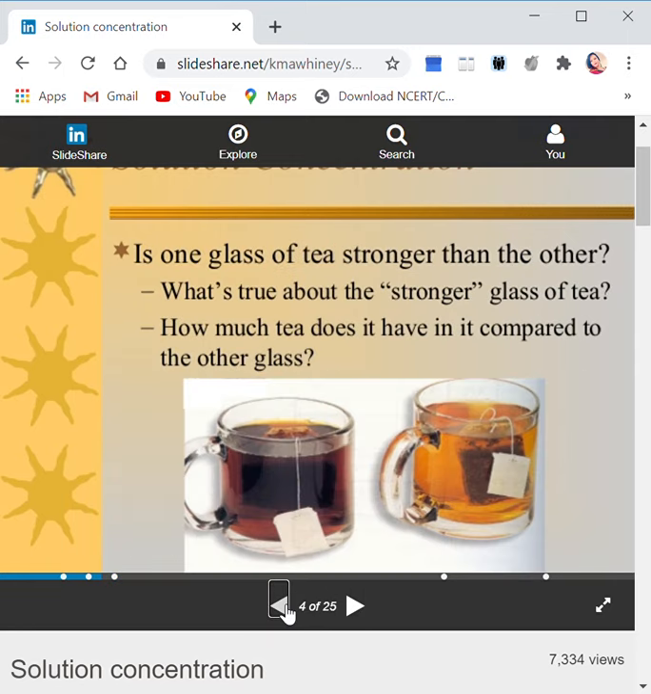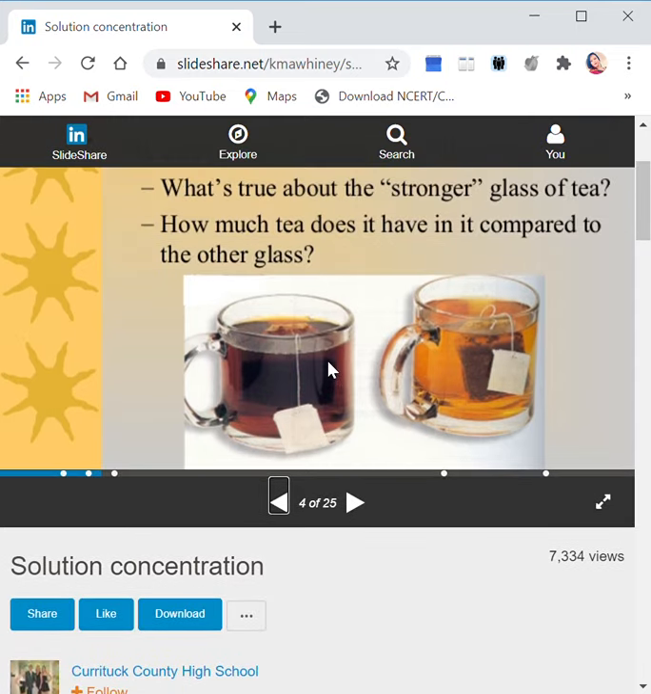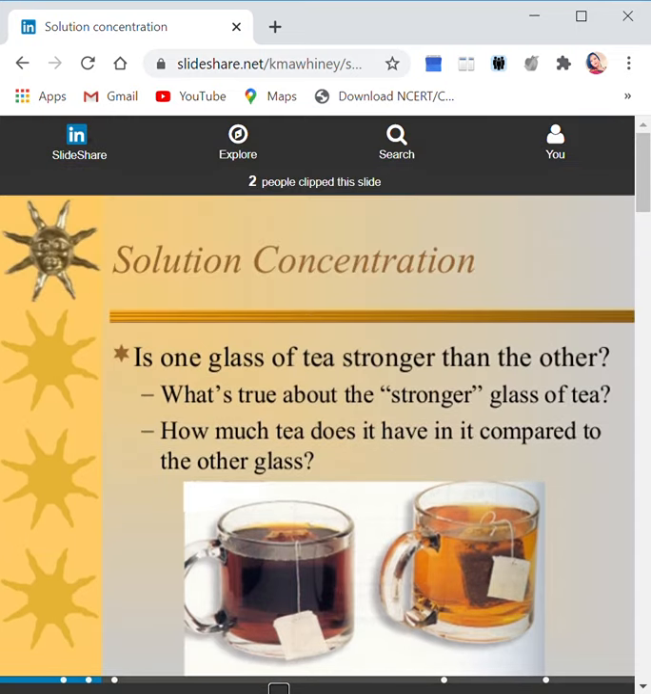So children, this is what is about concentration. We will say that this tea is more concentrated than the tea in the second cup. So this is what is about concentration, and we are going to do the new topic today, concentration of solutions. Okay.